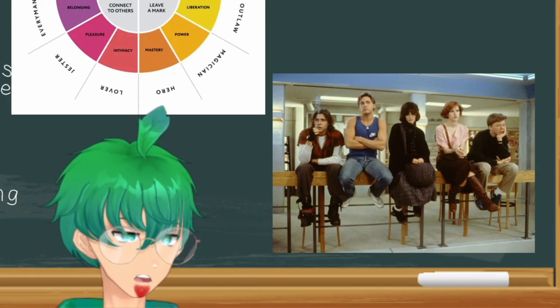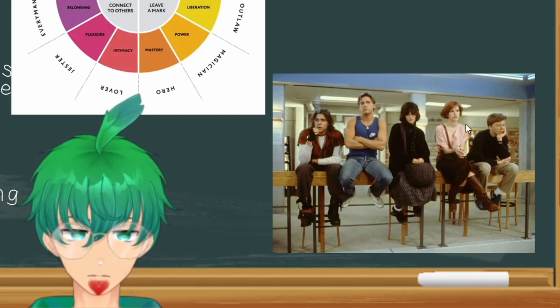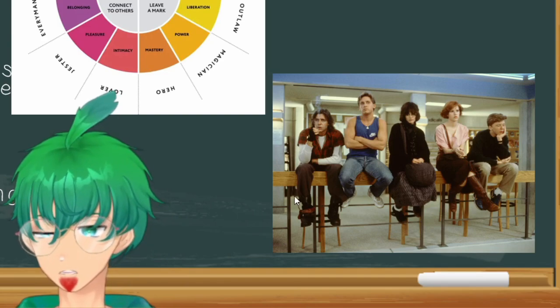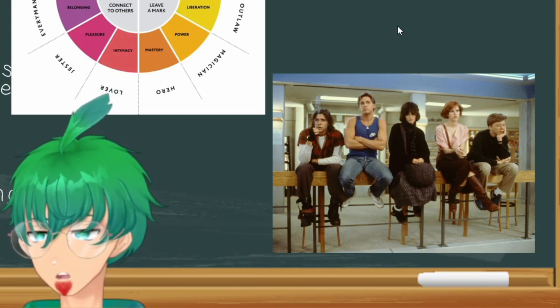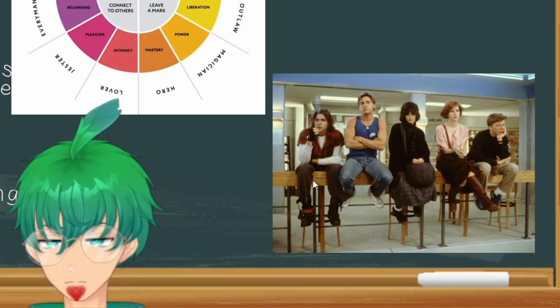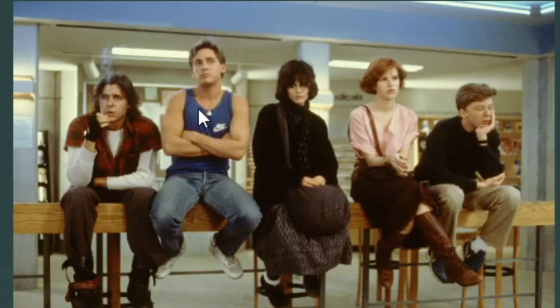Anyway, we have this example over here of different characters from The Breakfast Club. The reason I use them is because they are very good examples of different character tropes. We've got the punk, we've got the jock, we've got the outcast weirdo, we've got the preppy girl, and we've got the nerd.